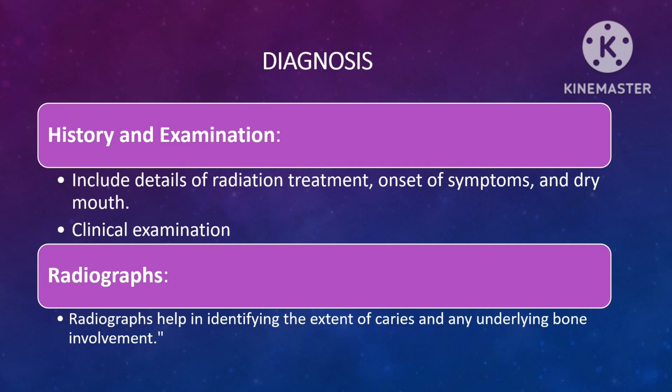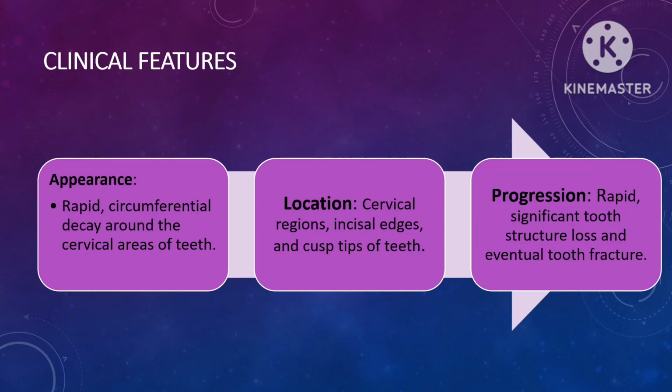Accurate diagnosis can be made by taking a thorough history and the clinical examination of the patient, which include the radiation treatment history, onset of the symptoms, and the dry mouth history. Along with the history and the clinical examination, radiographs can be taken in identifying the extent of the caries and any underlying bone involvement. Radiation caries typically present as a rapid circumferential decay around the cervical areas of the teeth.